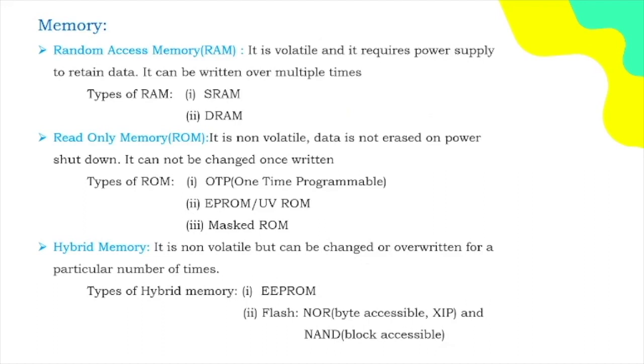The second type of memory is read-only memory. It is a non-volatile memory and the data is not erased if the power is shut down. It can be written only once. Types of ROM are OTP, which stands for one-time programmable memory. Second one is EPROM, and the third one is MASKROM. And the third type of memory is hybrid memory. It is a non-volatile memory, but it can be changed or overwritten a particular number of times. Types of hybrid memories are EEPROM, and second one is flash.